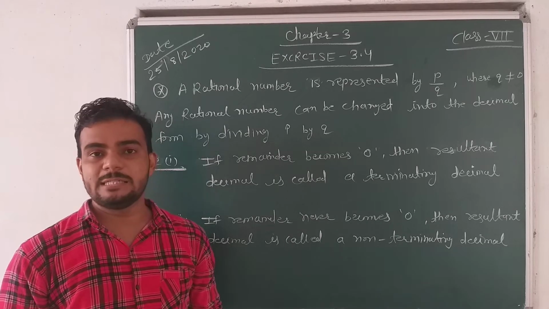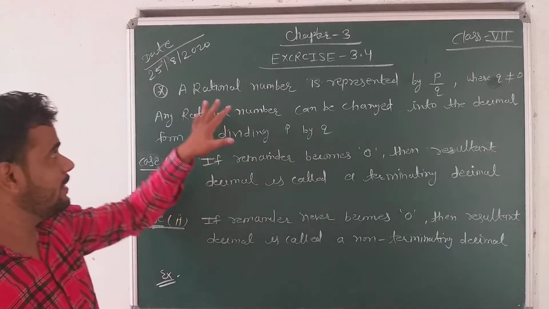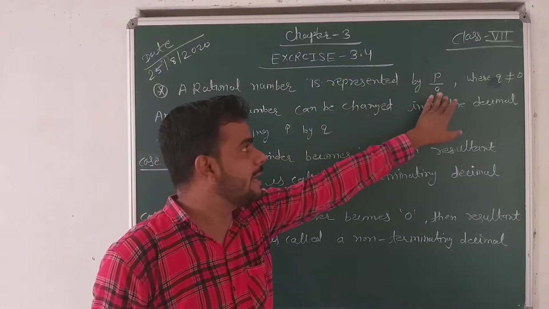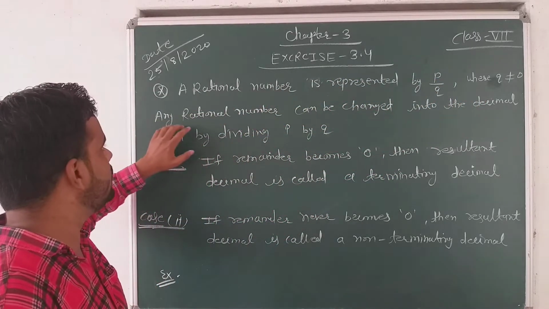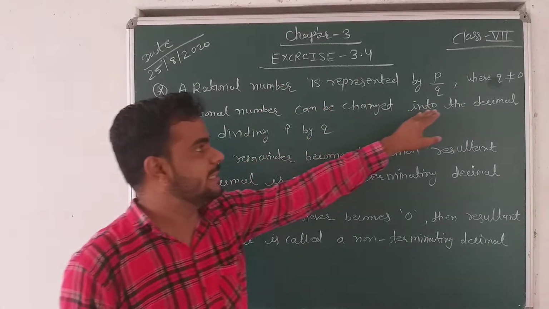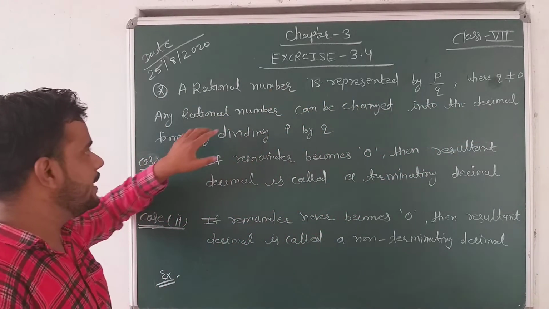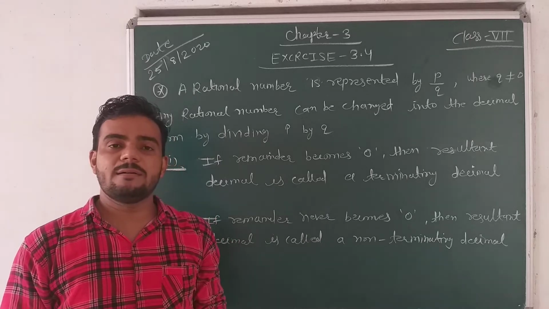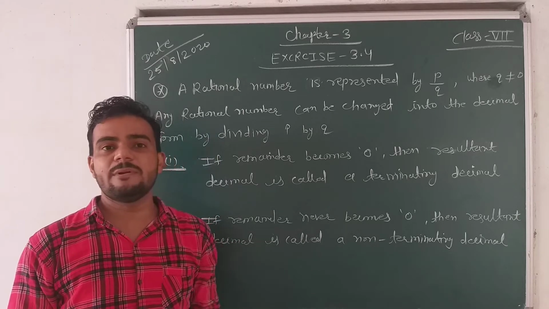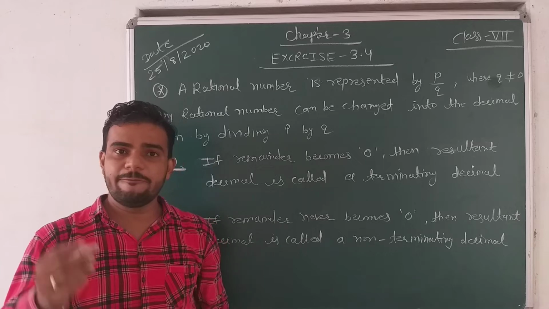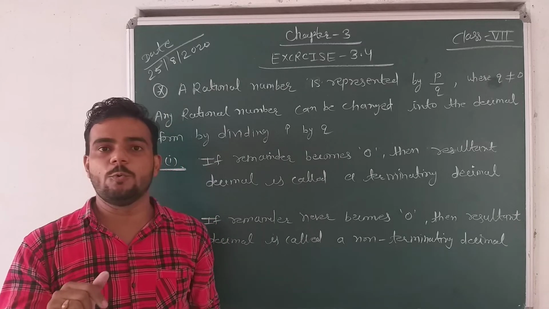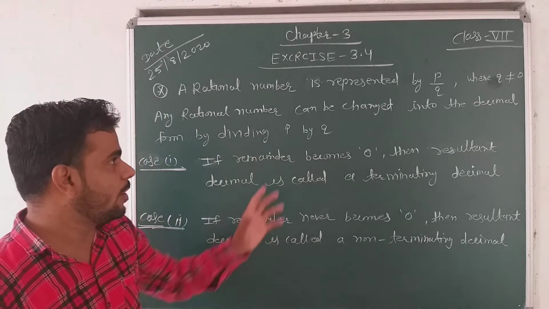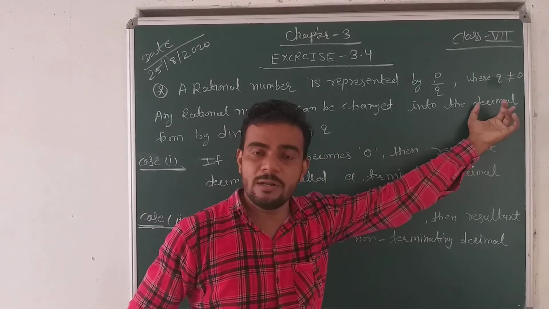Yes. A rational number is represented by p by q, where q is not equal to 0. Any rational number can be changed into a decimal by dividing p by q. So the rational number we can write in the form of p by q. If we divide p by q, automatically we get a result, and that result is called a decimal.